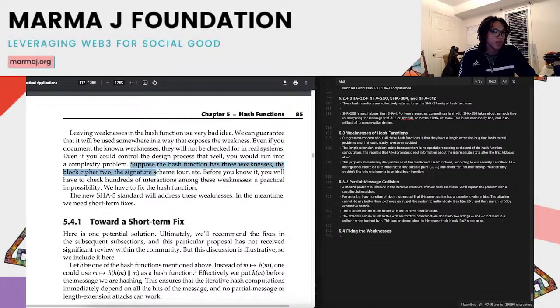I don't know. Suppose the hash function has 3 weaknesses. The block cipher, 2. The signature scheme, 4. I don't know why the numbers are here like that. I don't get it, but anyways.